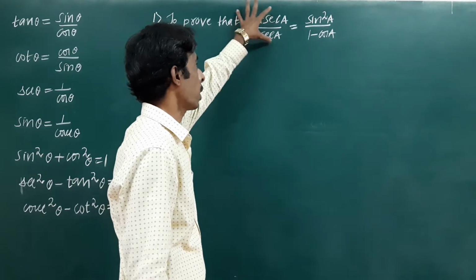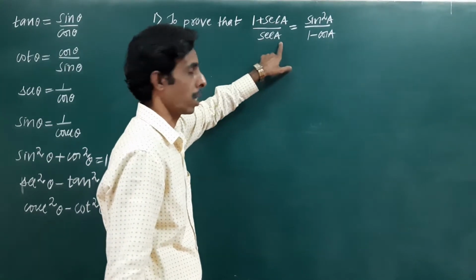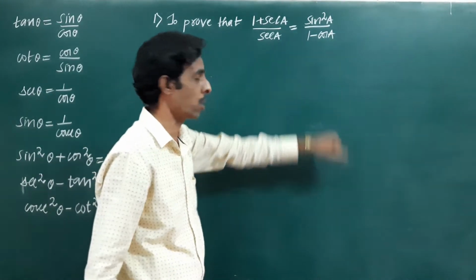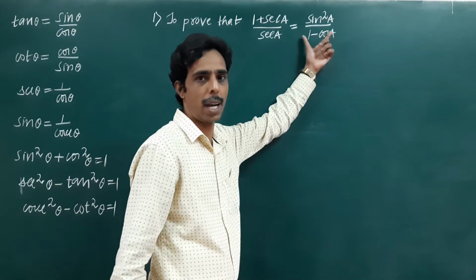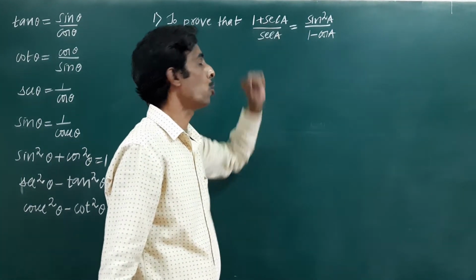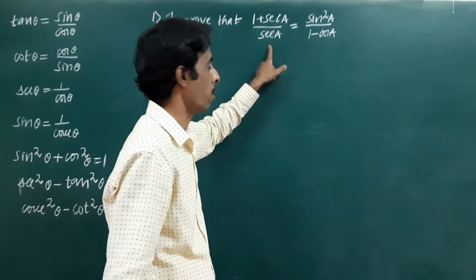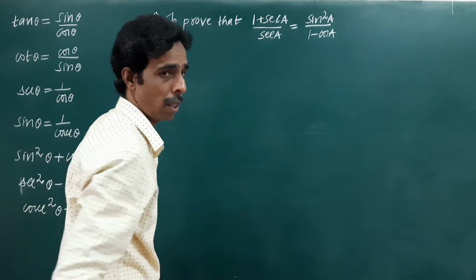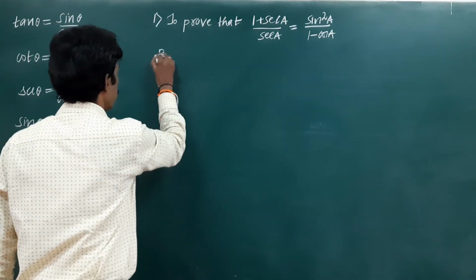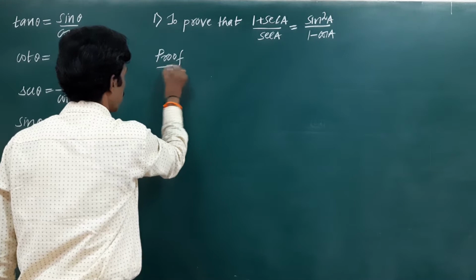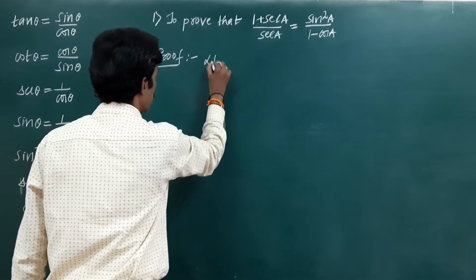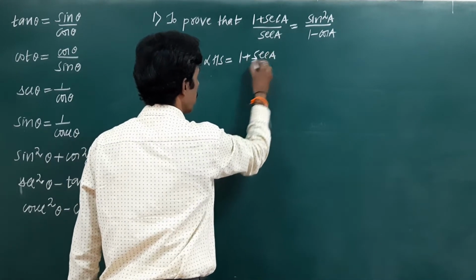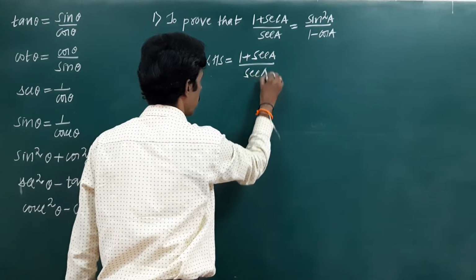You consider the left hand side term, and after simplifying it, you are supposed to get this result. Otherwise, you can consider the RHS, and after solving it you will also get 1 plus sec A divided by sec A. The choice is yours. Now I'll consider the left hand side term only. Proof: 1 plus sec A divided by sec A.